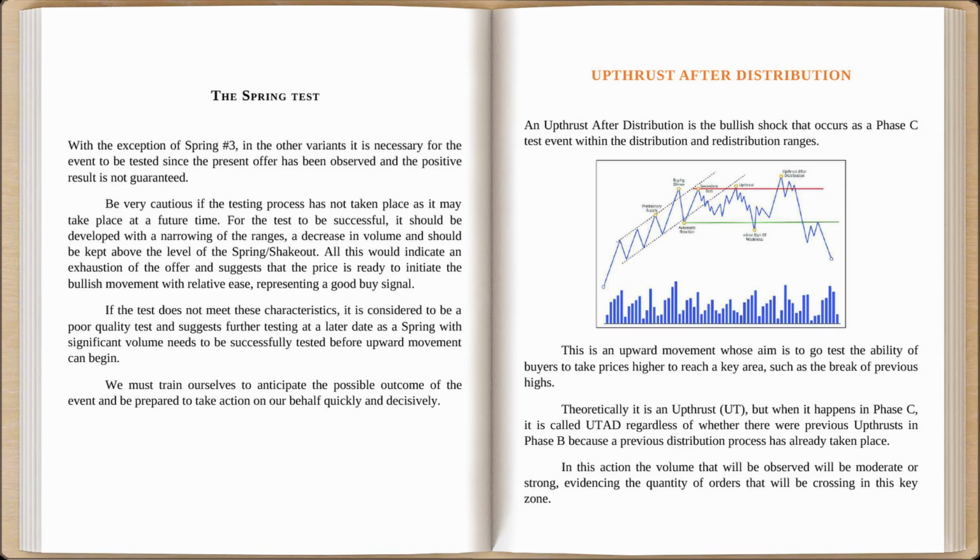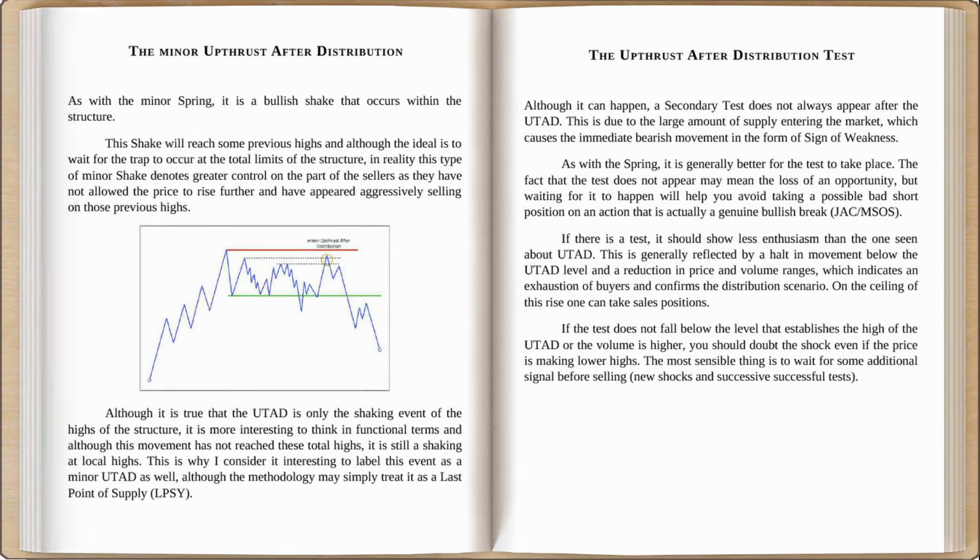Theoretically, it is an upthrust, UT, but when it happens in phase C, it is called UDAD regardless of whether there were previous upthrusts in phase B because a previous distribution process has already taken place. In this action, the volume that will be observed will be moderate or strong, evidencing the quantity of orders that will be crossing in this key zone. The minor upthrust after distribution.